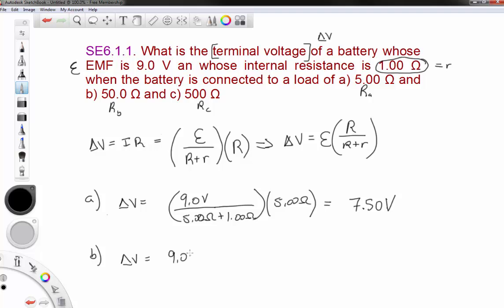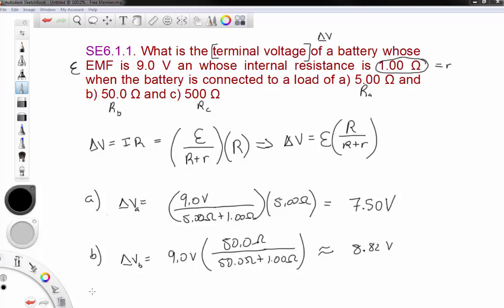For part B, we have delta V is 9.0 volts times 50.0 ohms divided by 50.0 ohms plus 1.00 ohm. So now we have 9 times 50 over 51. This gives us about 8.82 volts. So for voltage A, we had 7.5. For voltage B, we have 8.82 volts. Okay, this is very obviously a lot closer to that 9.0 volt ideal EMF. In fact, this is at this point 98% of the EMF. So we're pretty good at this point as far as approximating the battery as having the same voltage as the EMF.